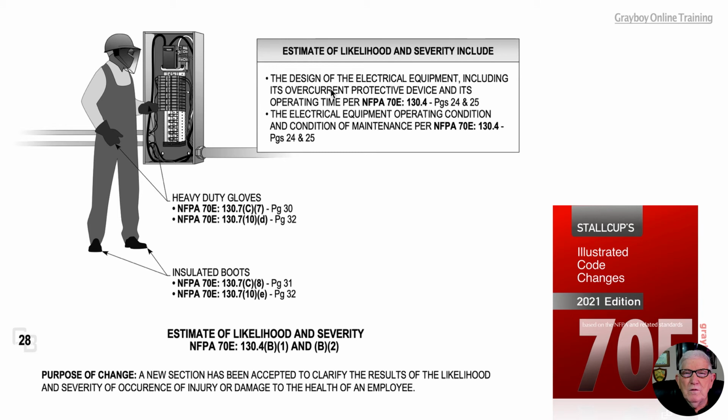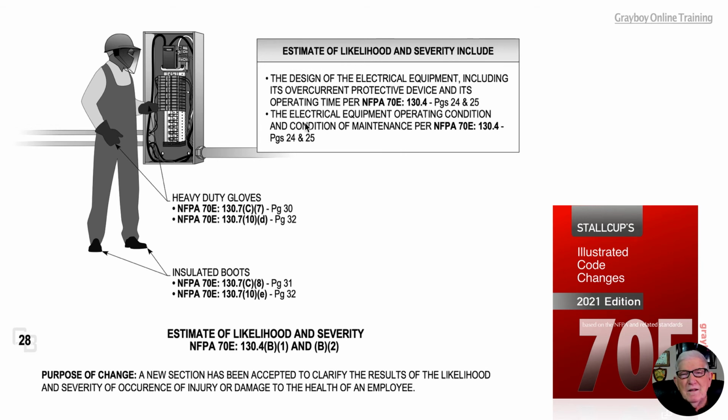including its overcurrent protective device and its operating time, is outlined in 130.4 of 70E on pages 24 and 25. And naturally, you know what this rule's about. The quicker the overcurrent device opens up, the less amount of time the current has to feed the electrical arc, creating more damaging energy to a worker who's performing a certain task.